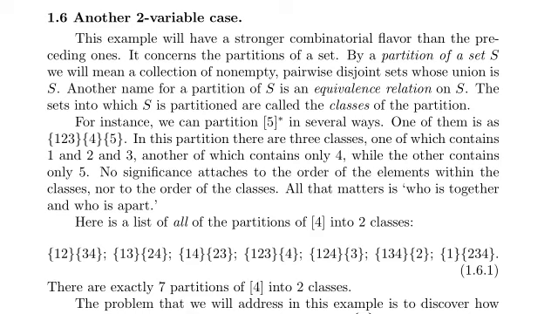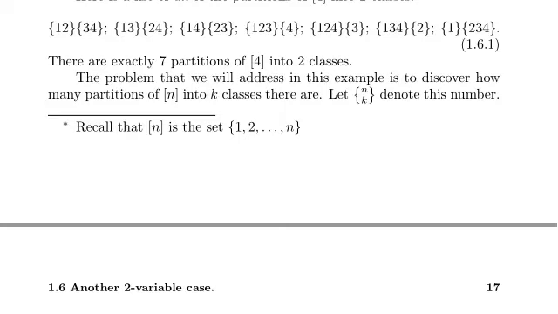Here is a list of all of the partitions of 4 into 2 classes. There are exactly 7 partitions of 4 into 2 classes. The problem that we will address in this example is to discover how many partitions of n into k classes there are. Let {n k} denote this number. So it's sort of like n choose k, but they're using curly brackets.